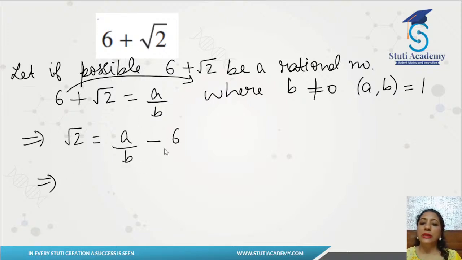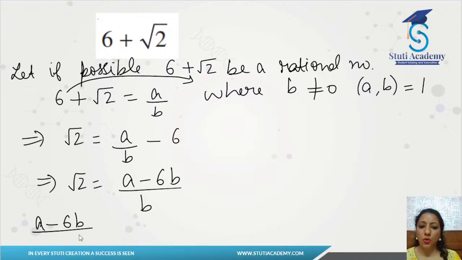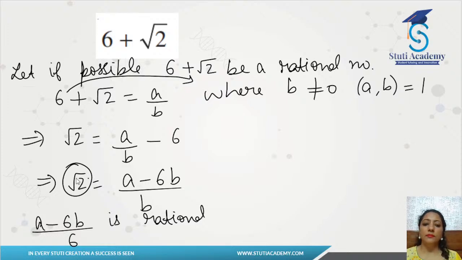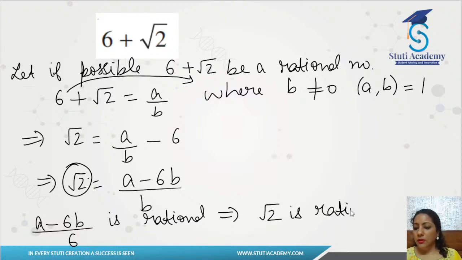Now we are going to take the LCM here. We'll get a minus 6b over b. So this is in the form of p by q. So we can say a minus 6b over b is rational. Since this is equal to root 2, we can say that root 2 is also a rational number.